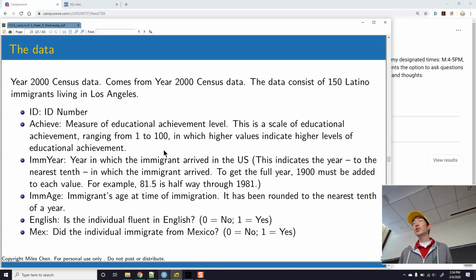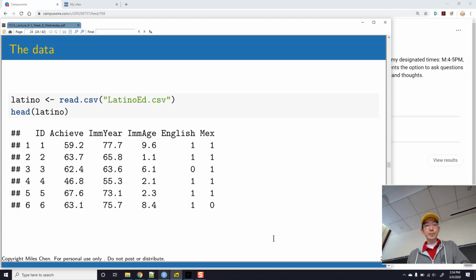They just say they've turned it into a quantitative numeric variable, right? And then the other variable that is applicable to us for this question is, did the individual immigrate from Mexico? And this is categorical, 0 for no or 1 for yes, okay? And this is just the first few rows. So we got 59, 63.7. They might have added some noise in here, I'm not quite sure. Okay, and we're going to look at this column for Mexico.